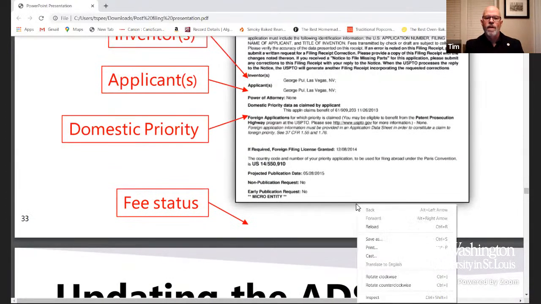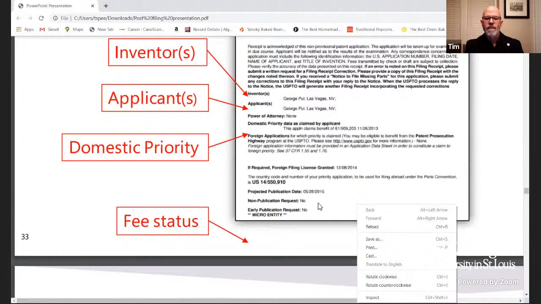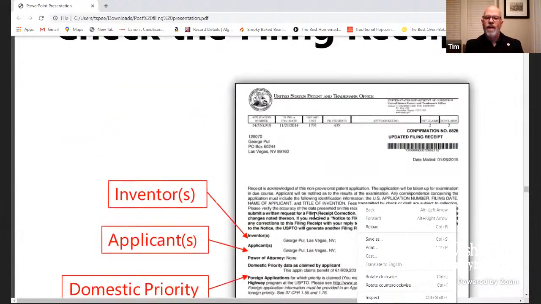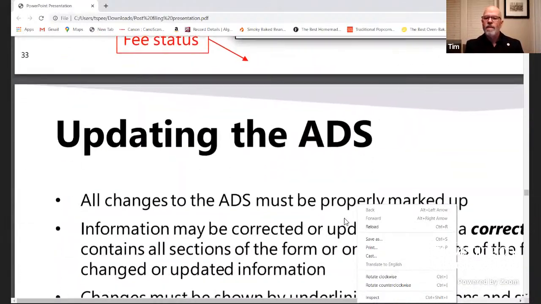And it'll tell you what your fee status is here. They are not a micro entity. And that'll be on your filing receipt when you get that back from us.